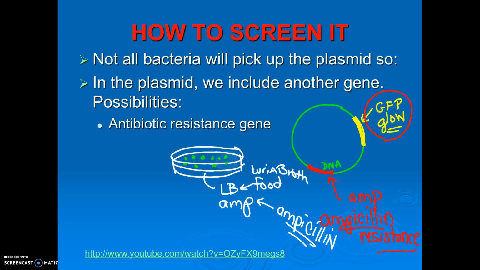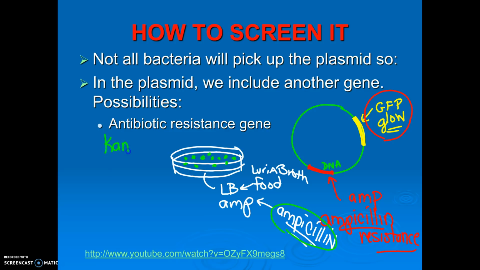So the colonies that grow on here should only be the glowing bacteria. We shouldn't see any bacteria that don't have the ability to glow because they will be killed by the antibiotic ampicillin. So this is one possibility, that we use a plasmid that, in addition to whatever gene we wanted to insert, also contains a gene for antibiotic resistance.